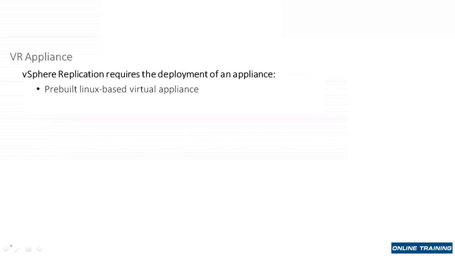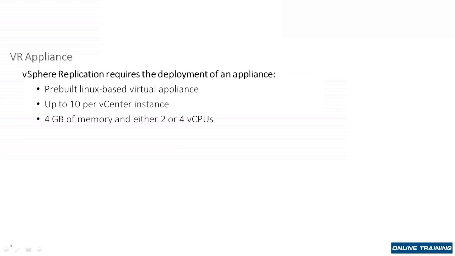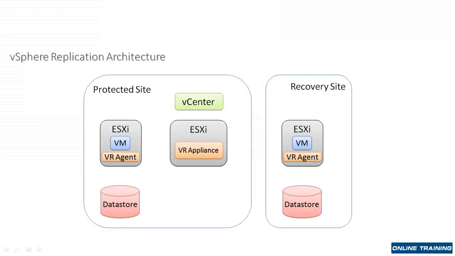And like I mentioned, if we're going to enable vSphere replication, we have to deploy this pre-built Linux virtual appliance. We can deploy up to 10 of these per vCenter instance. And each of these is going to utilize 4 gigs of memory and between 2 and 4 virtual CPUs.